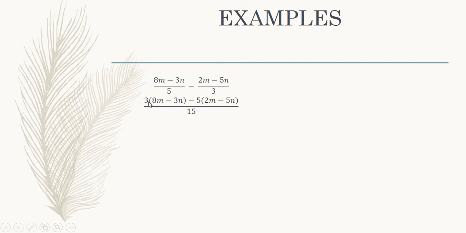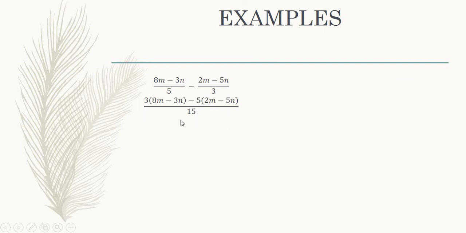Note that the bracket here implies multiplication, because the numerator is written as a difference. Now put back your minus sign, and then you ask yourself, how many groups of 3 can you get out of 15? And that is going to be 5. What should you do with the 5? Take it to multiply the numerator, which is 2m minus 5n.